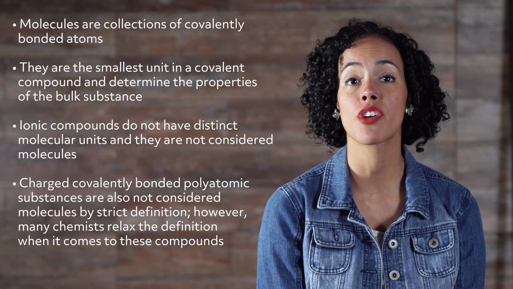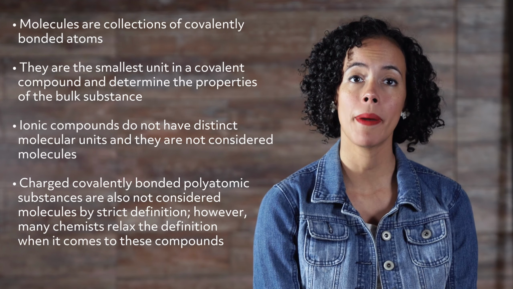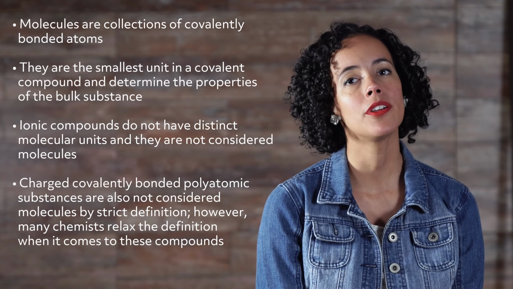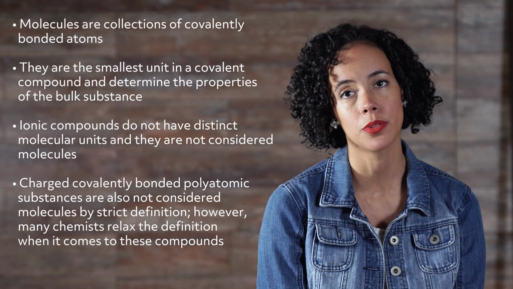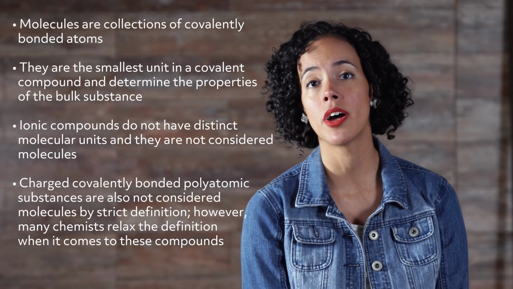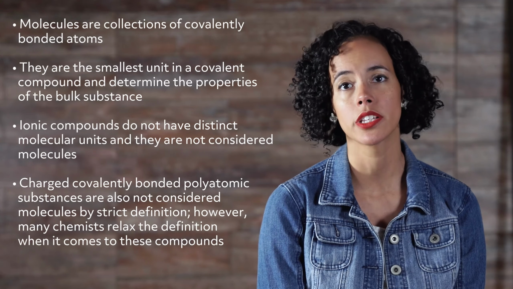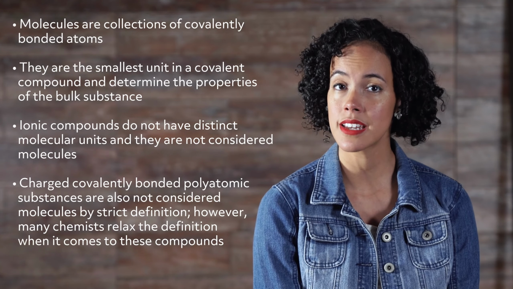Molecules are collections of covalently bonded atoms. They are the smallest unit in a covalent compound and determine the properties of the bulk substance. Ionic compounds do not have distinct molecular units, and they are not considered molecules. Charged covalently bonded polyatomic substances are also not considered molecules by strict definition. However, many chemists relax the definition when it comes to these compounds.